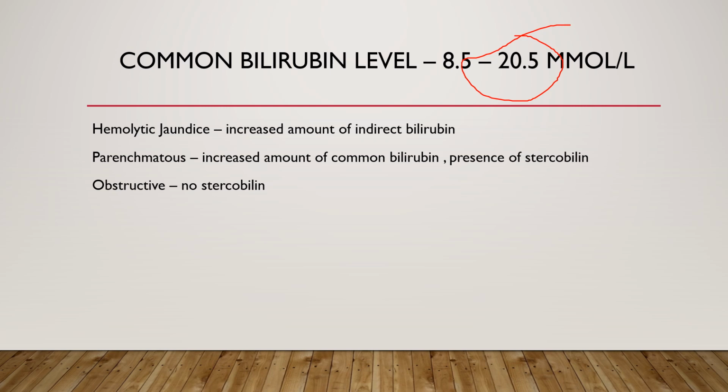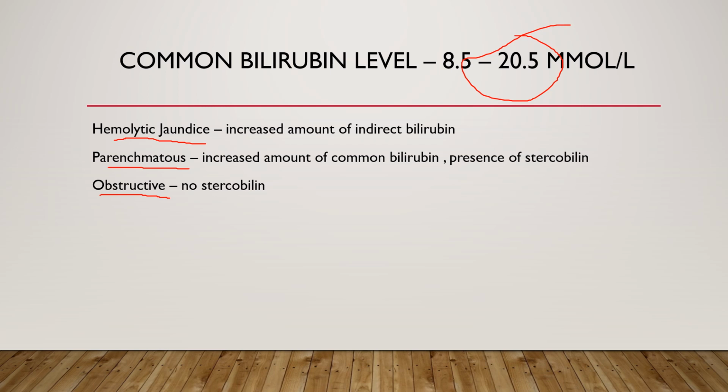If the level of this value is increased, then we can say which kind of jaundice the patient is suffering from, whether hemolytic jaundice, parenchymatous jaundice, or obstructive jaundice. How can we reach the conclusion? We need to see the level of the common bilirubin.